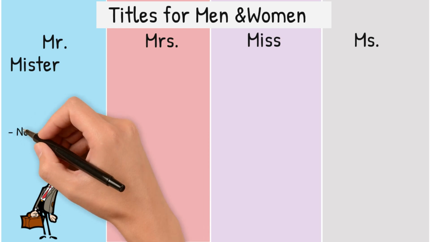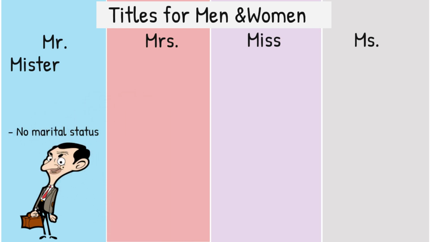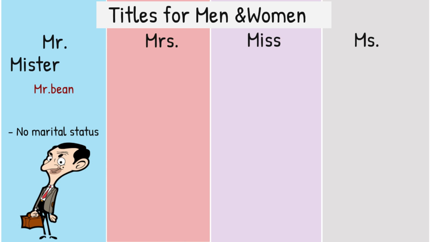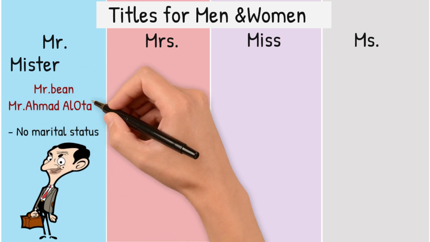Is he married? Is he unmarried? We do not know. Mr. does not refer to the marital status. For example, Mr. Ben. We all know the character. Mr. Ahmed al-Ataibi.